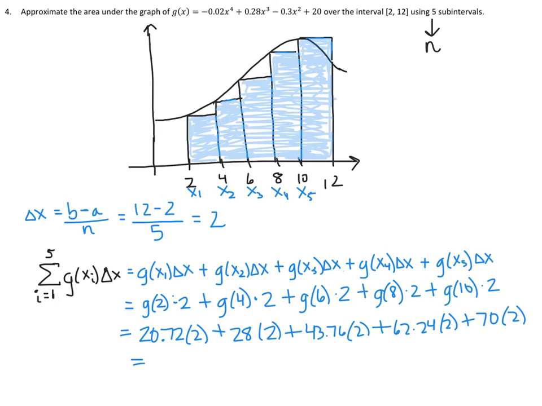Alright, and then calculating all of that, we get a total of 449.44. So that gives us the approximation for the area under the curve between 2 and 12 for this function g of x.